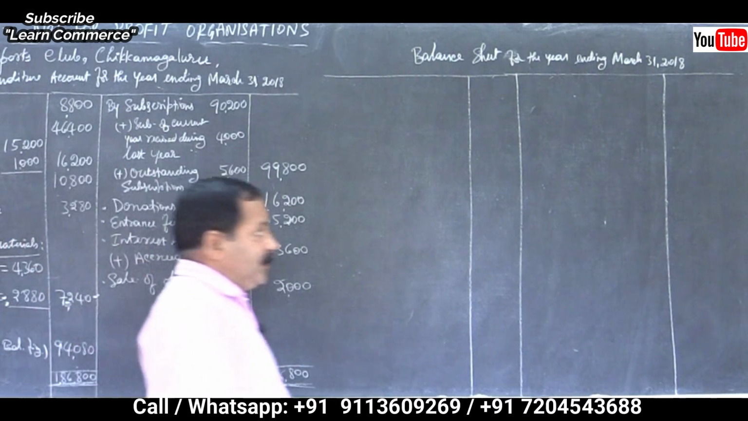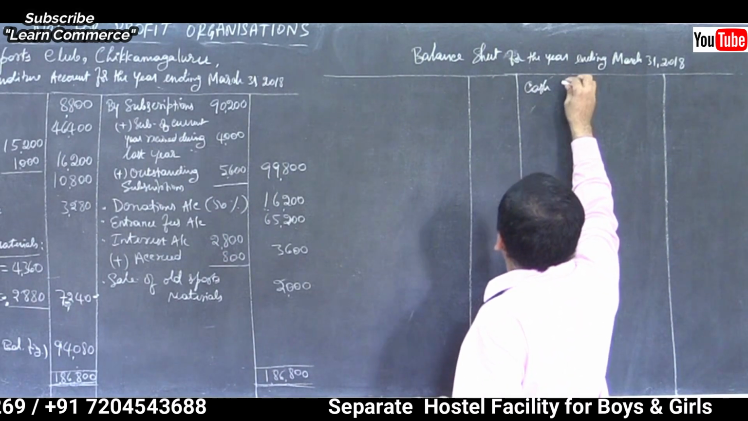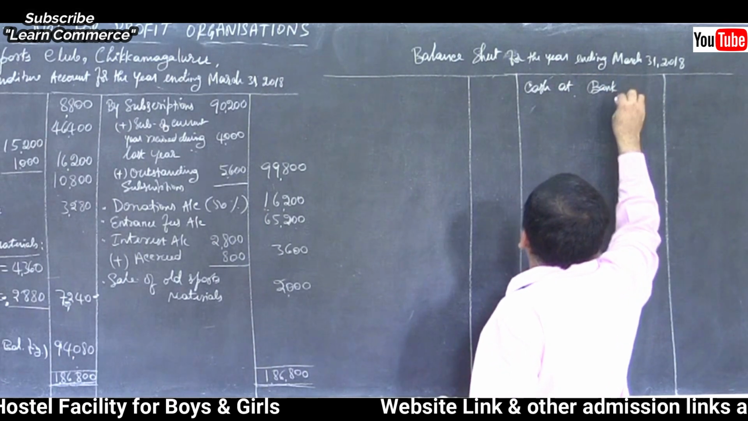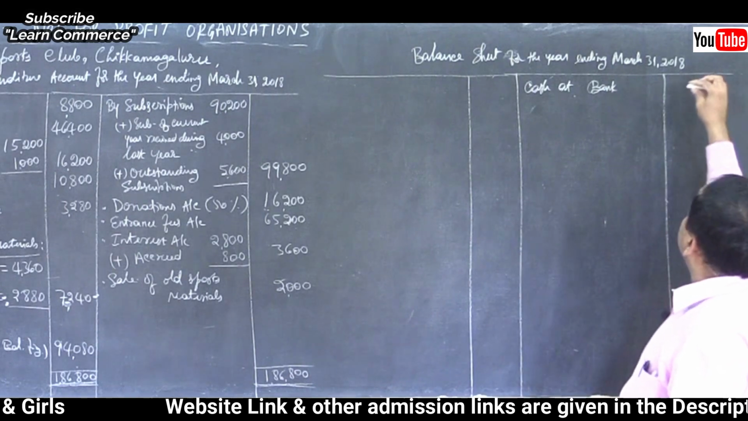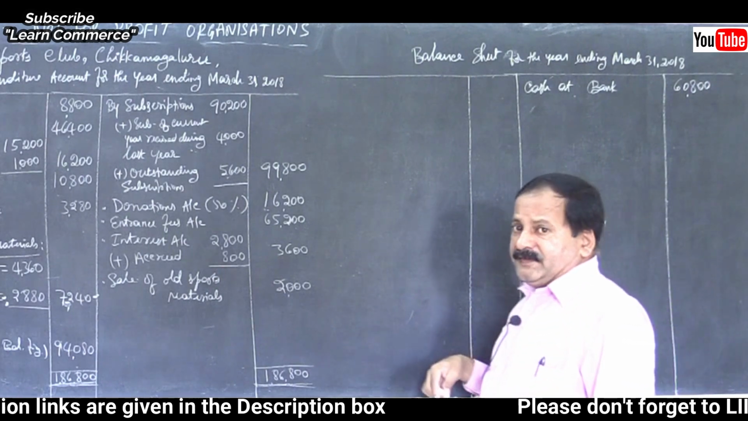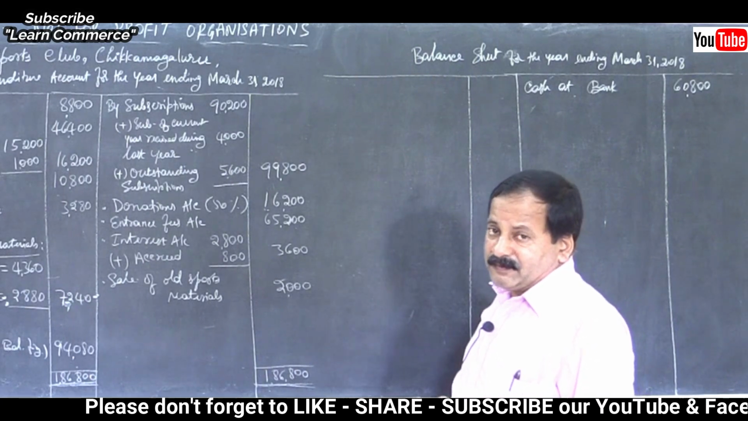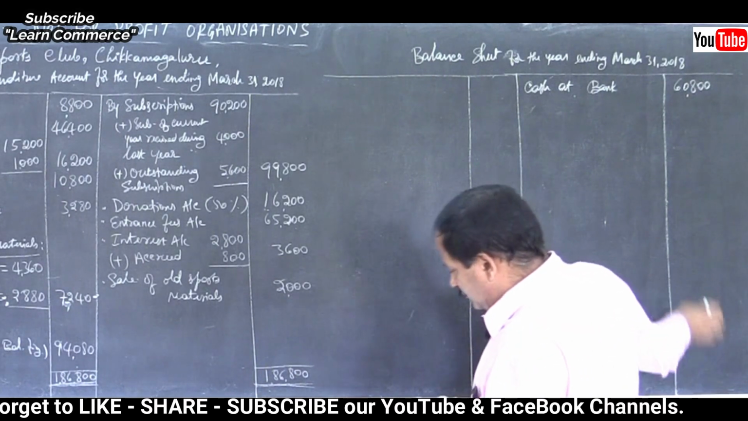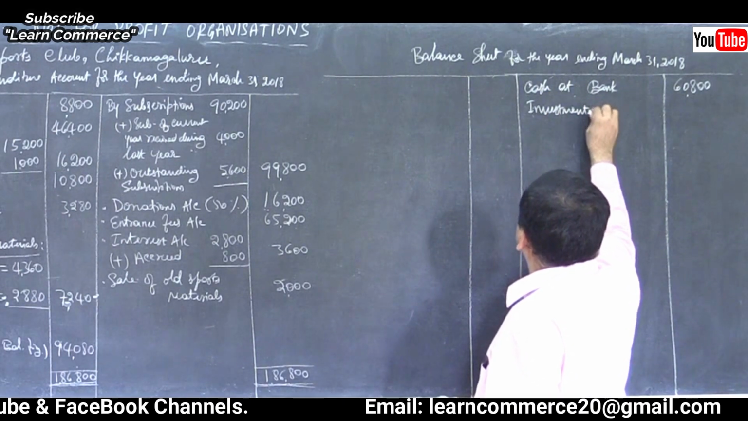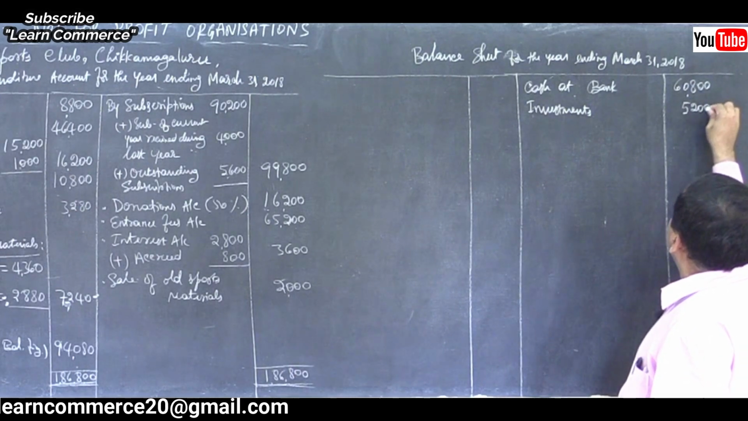Asset side first, cash at bank, that is the final closing balance of receipts and payments account. Cash at bank, it is not cash in hand, or refer to the problem. 60,800. If we are supposed to prepare opening balance sheet, there cash in hand and cash at bank will be the opening balance of receipts and payments account. Remember, clear? Investments. Investments, how much? 5,200.